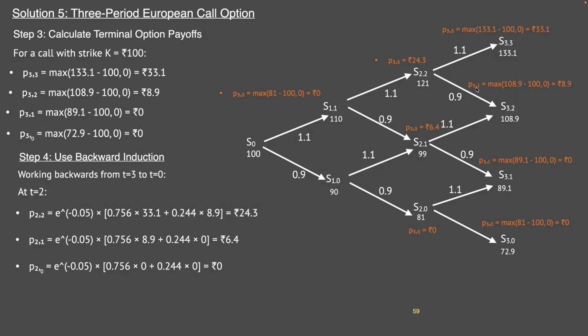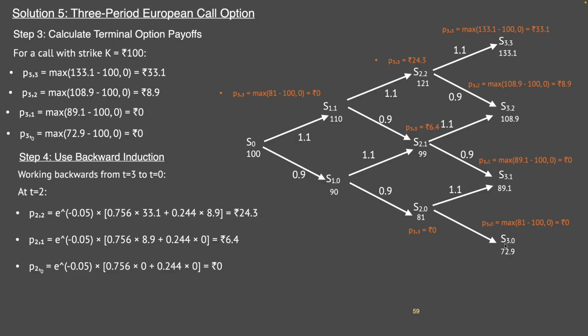Similarly, at node S32, you have the option price max of 108.9 minus 100 comma 0, whichever is max. So rupees 8.9 will be the option price at S32, and the option price at S31 is max of 89.1 minus 100. Obviously 89.1 minus 100 will be a negative value, so the option value will become 0 at the S31 node.